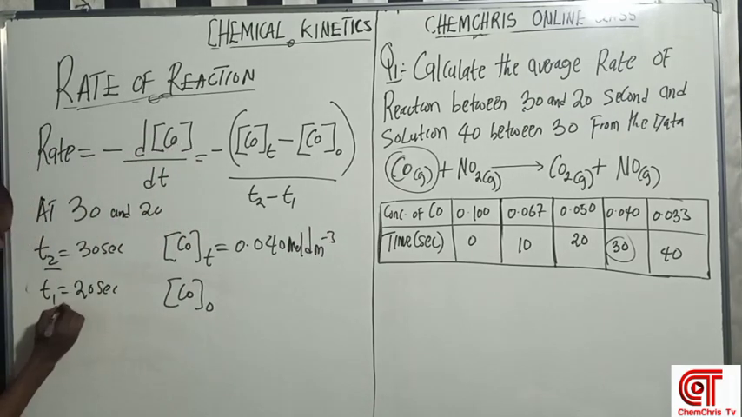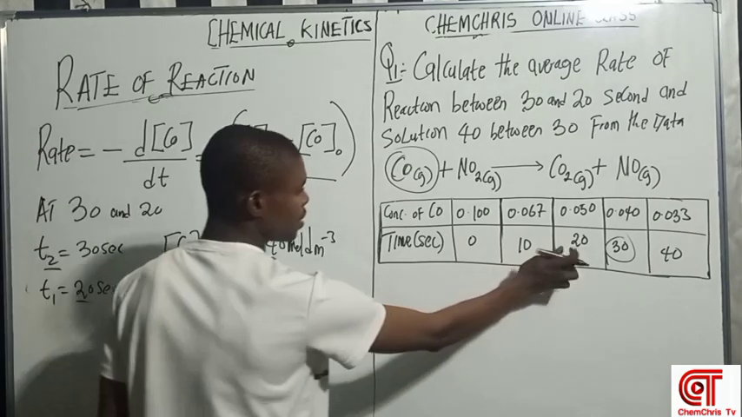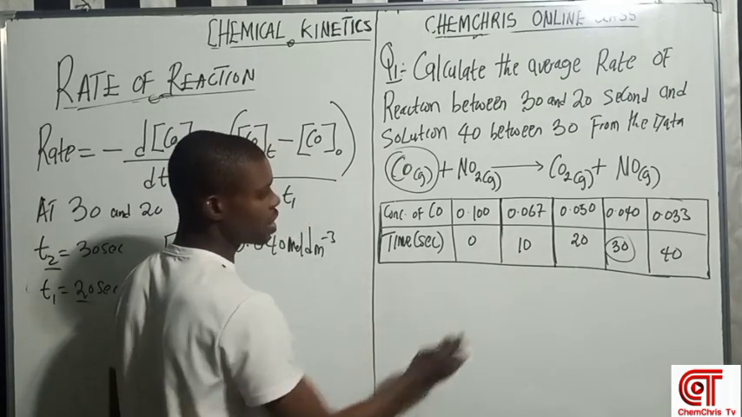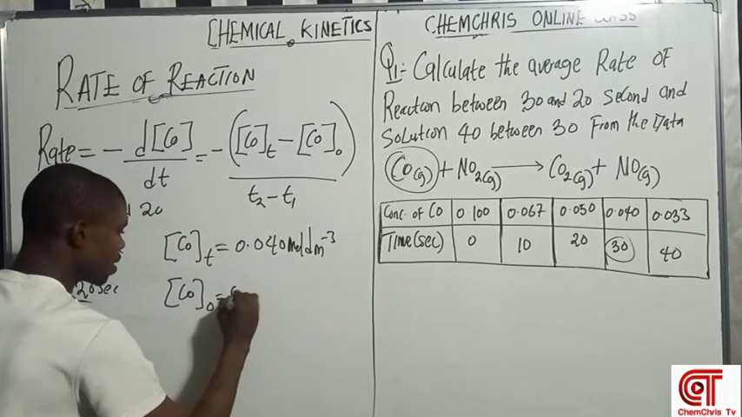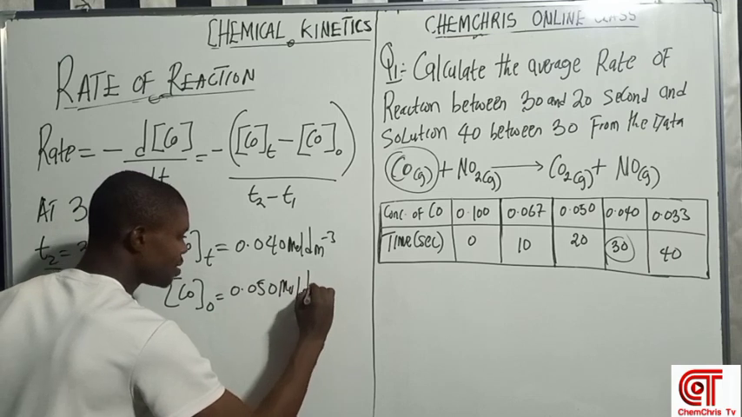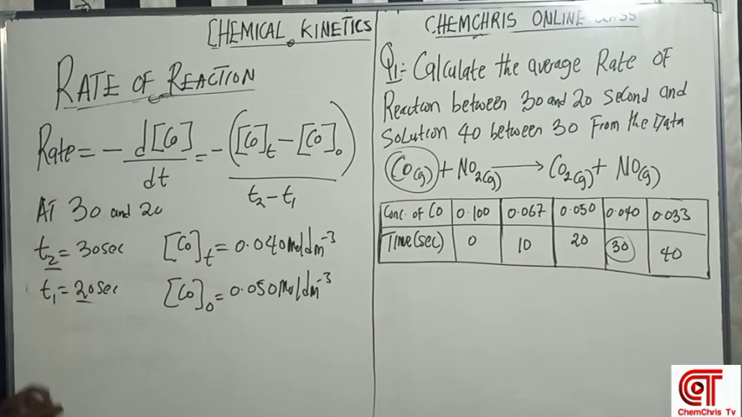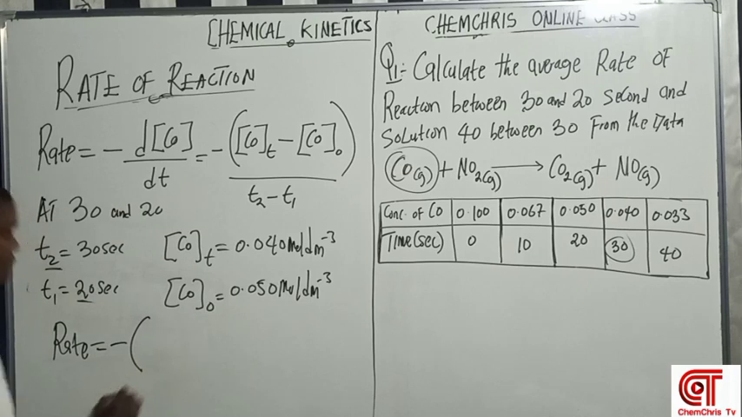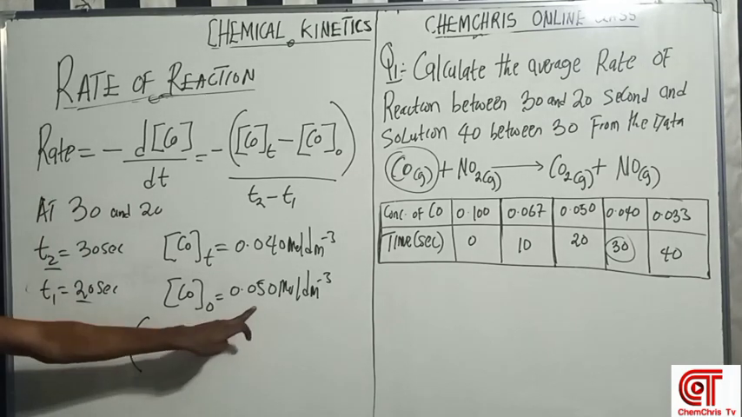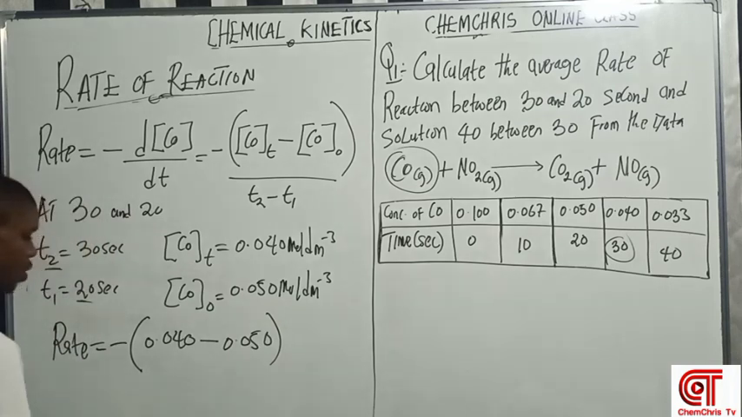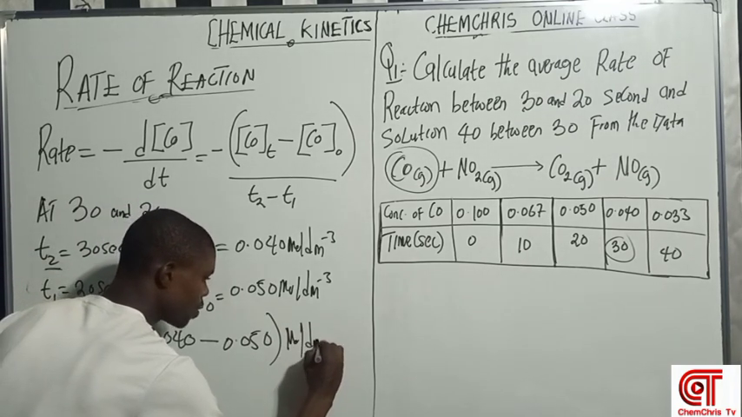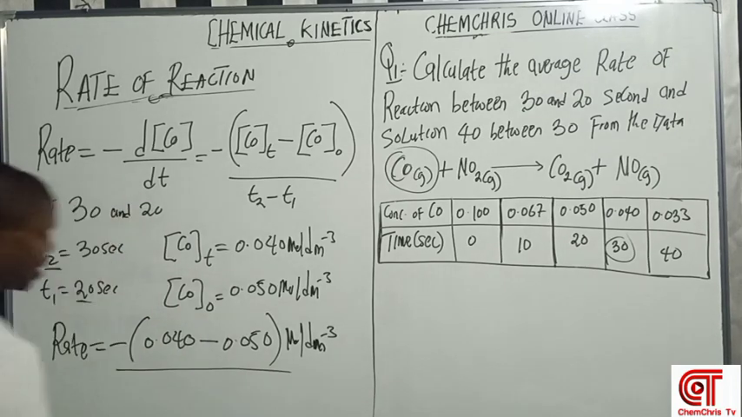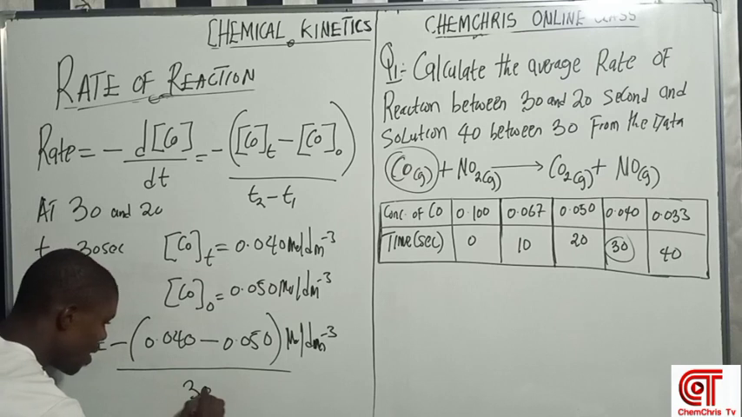Can you see that? Then at my initial concentration, which was 20, so initial time 20, what is the concentration? The concentration is 0.050, so you have 0.050 mole per dm cube. Can you see that? So from here, I can easily calculate the average rate. So you can say the rate equals minus, now my final is 0.040 minus initial 0.050, mole per dm cube, over my time, which is going to be 30 minus 20.